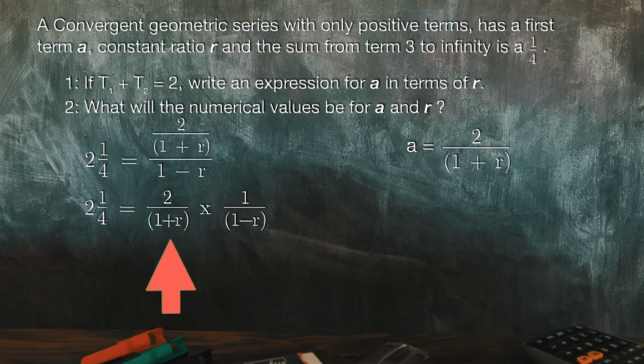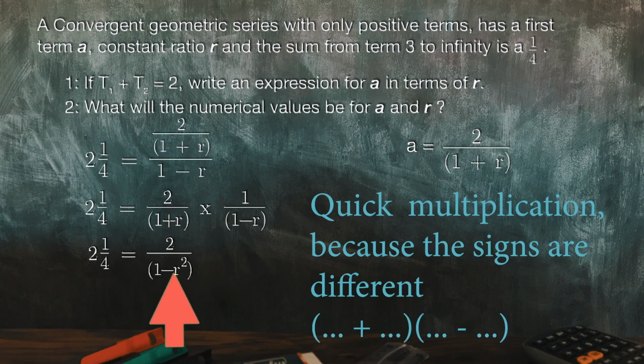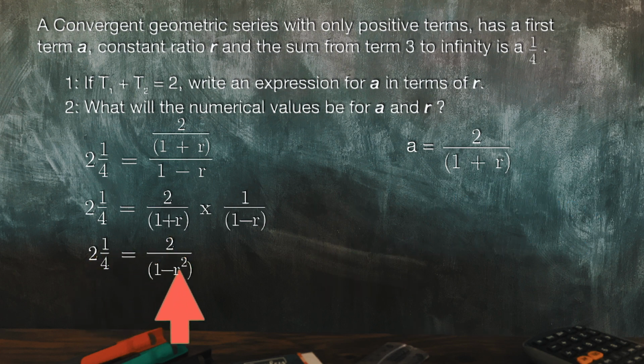So 2 times 1 is 2, and then this bottom side we can simply say it's a product of two binomials. So (1 plus r) in brackets times (1 minus r) in brackets will give us 1 times 1 is 1, and plus r times minus r gives us minus r squared. Now, this is a very important thing to remember, this product of two binomials, and there's the answer. So now we've got 2 1/4 is equal to 2 divided by 1 minus r squared, and then we're going to get rid of this denominator by multiplying with it on that side.